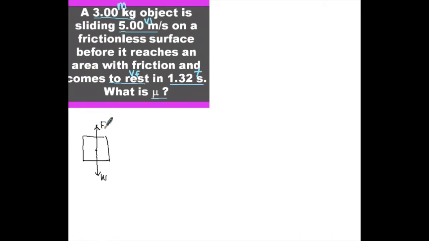Weight down, normal force up. And then just friction opposing its motion. I'm going to assume it was moving along to the right, so friction will be going to the left. That's it. So for this problem, normal force equals weight. And friction force is the net force.